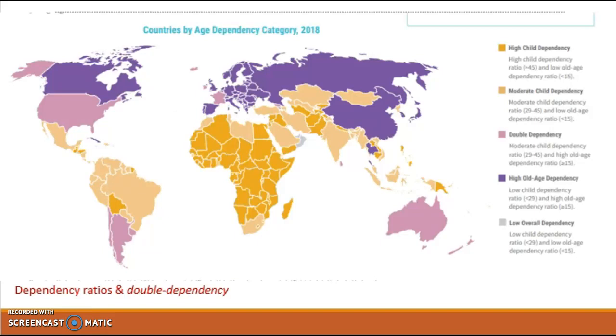Double dependency exists in places like the United States, where we have a moderate child dependency ratio, and we also have a growing elderly population that needs to be supported. So again, if our country continues to maintain a low fertility rate and low birth rates, we are going to age in place and end up like Japan. So immigration supports us economically and also supports us with our population.